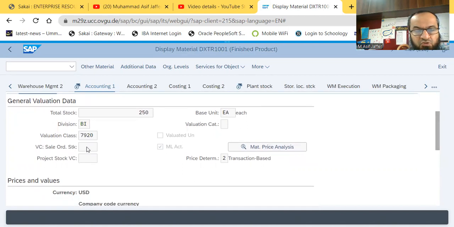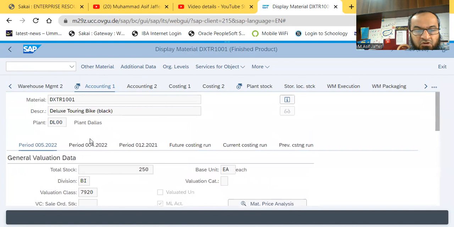in the general ledger. There is no direct relationship between the materials management material master and the general ledger. So you cannot say that this 7920 is a GL account. There are different tables which are interlinked, so this links indirectly to the GL account.